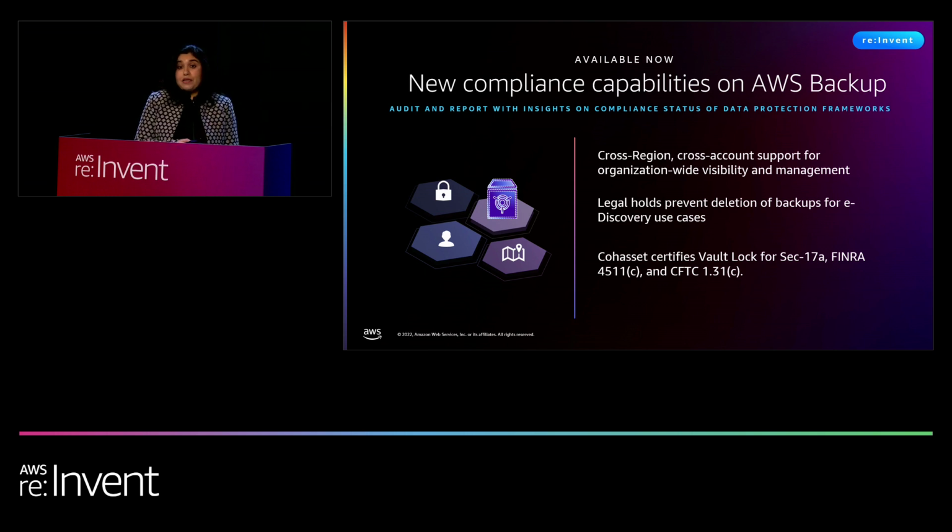Like Matthew mentioned, compliance is key. So last year we launched AWS Backup Audit Manager. This year we are launching 3 new capabilities. One is cross-region, cross-account support for organization-wide monitoring, which allows customers to now monitor global organizations across regions and across accounts. This is exactly the same use case that Matthew had, to be able to monitor and report on the compliance of your data protection policies globally.